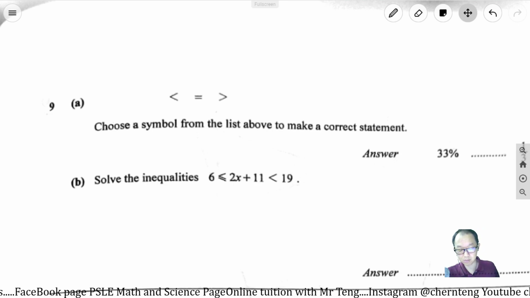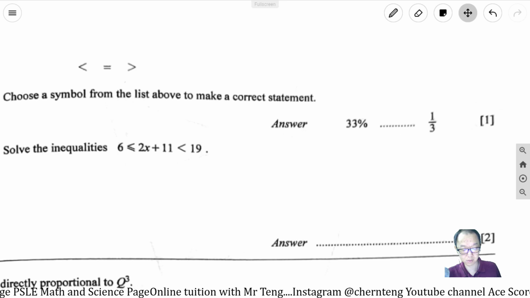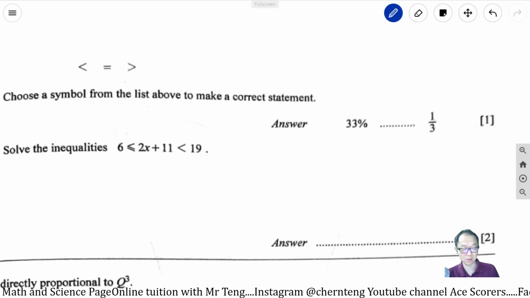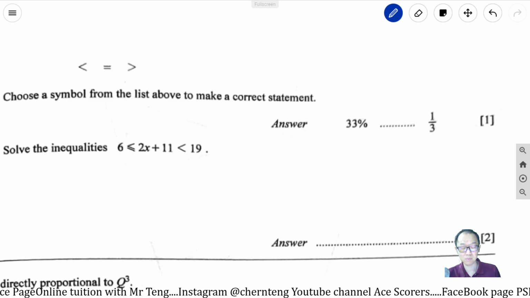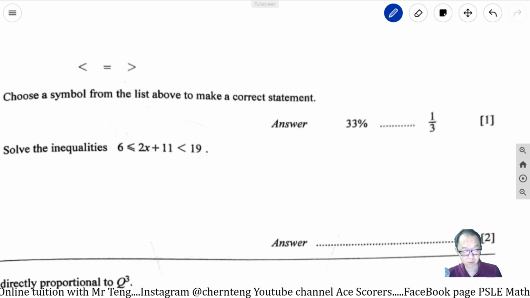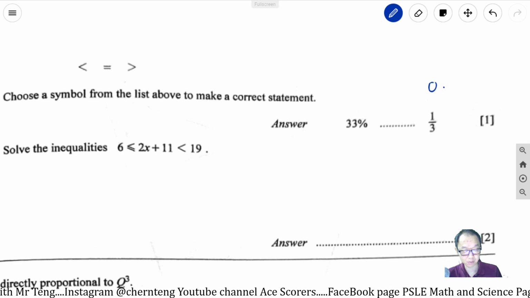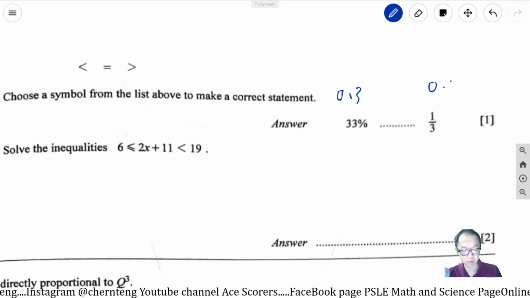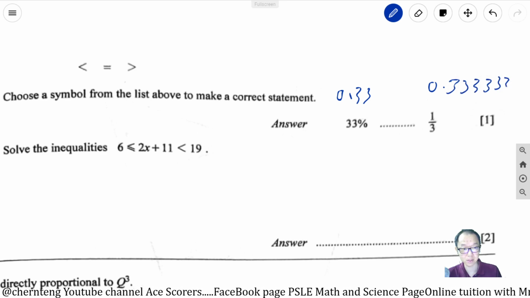Next, choose a symbol from the list to make a correct statement. So 33% versus 1/3. 33% is 33 over 100. But 1/3 is actually 0.33333 non-stop.